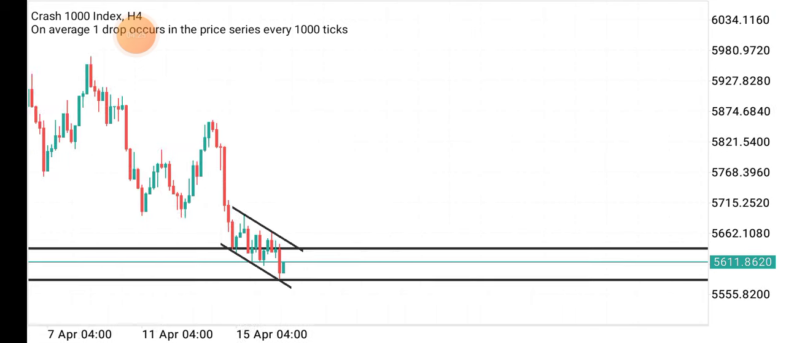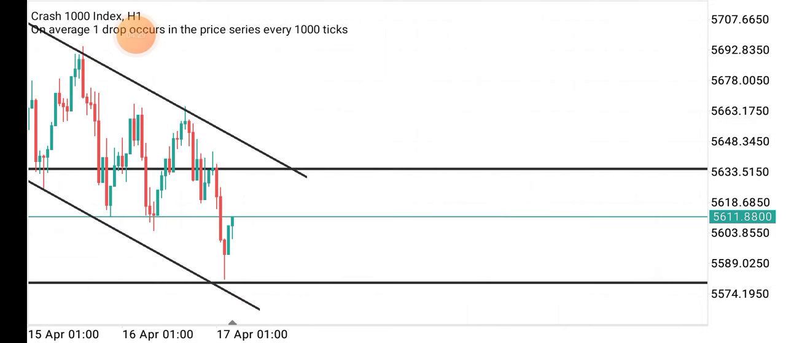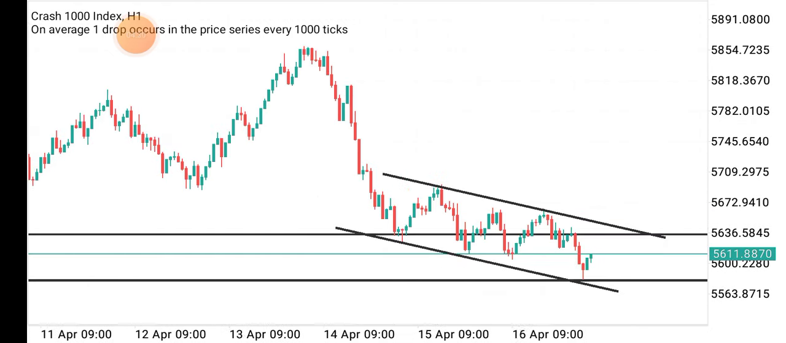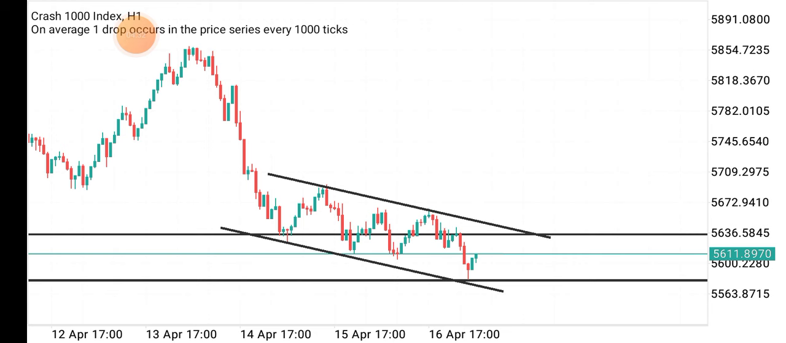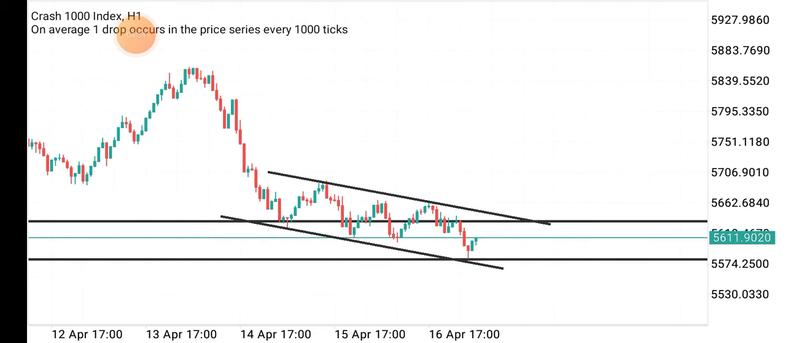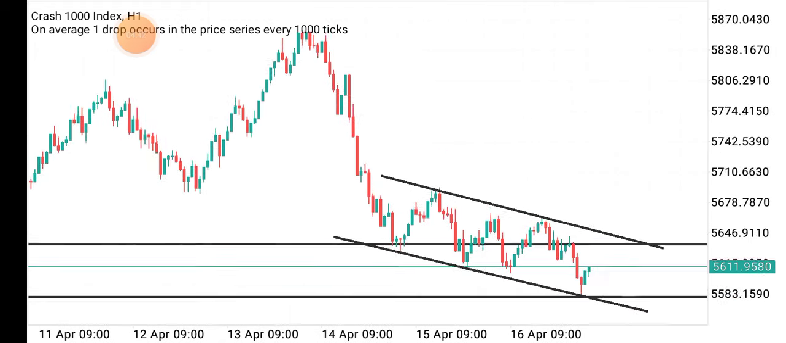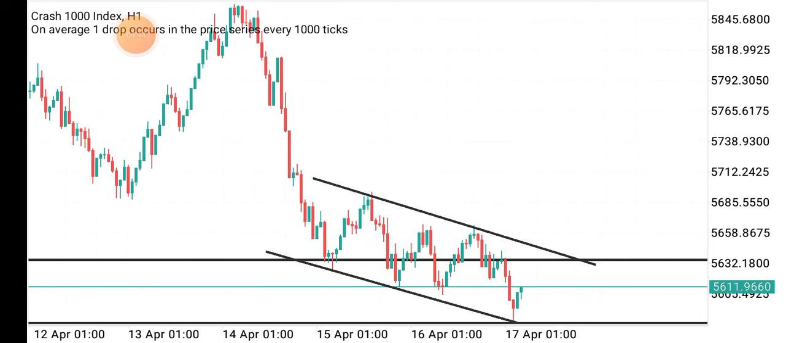So on the 1 hourly time frame, let's go to the 1 hourly time frame. You can see the structure, how clear it is right here. Maybe I need to adjust this line, something like this. Okay, you can see the line, the structure looks a bit better now, and very visible.